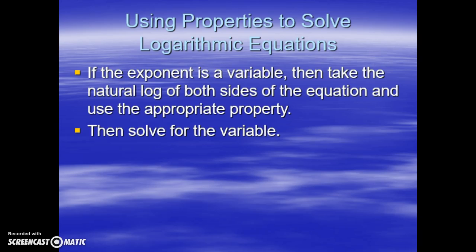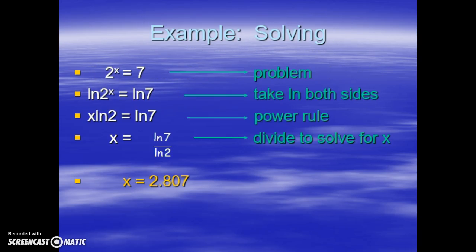So if the exponent's a variable, take the natural log of both sides of the equation and use the appropriate property. This is another way to solve for the variable. This is a technique that we haven't used before. We've always been able to maneuver on both sides of the equal sign to get the same base so that we could just drop the bases and set the expressions equal. But we do have exponential functions where that's not the case. There's no way here for me to write 7 equivalently as an exponential expression with a base of 2.